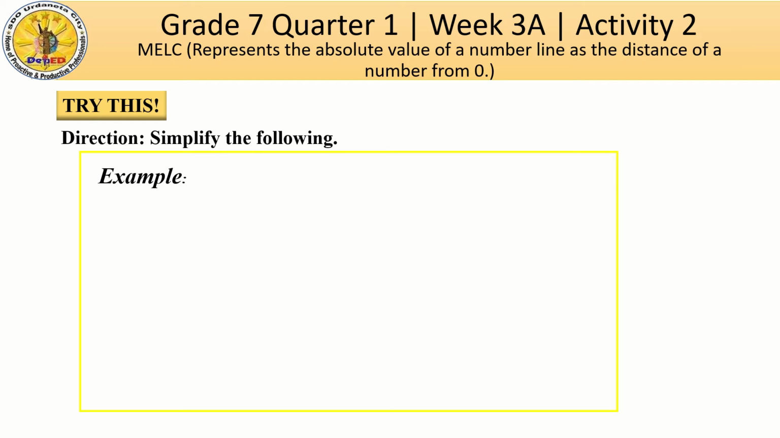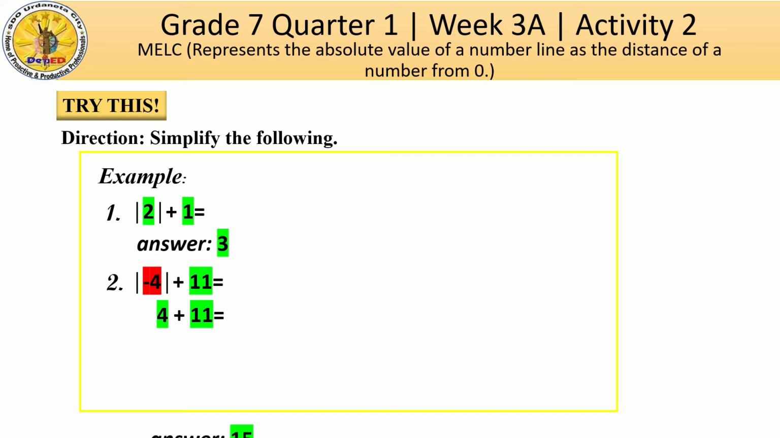We have here more examples for activity 2. So absolute value of 2 plus 1 is equal to 3. Number 2, absolute value of negative 4 plus 11. Absolute value of negative 4 is 4 plus 11. The answer is 15.